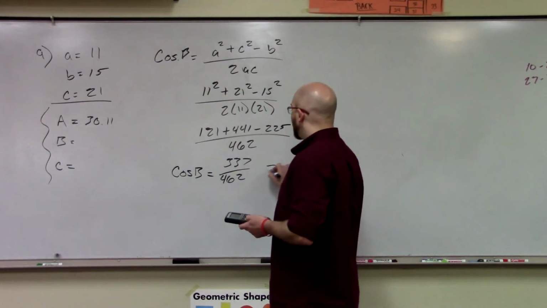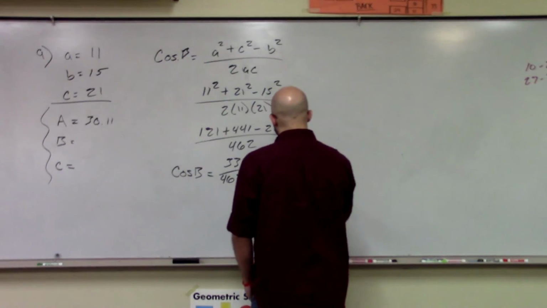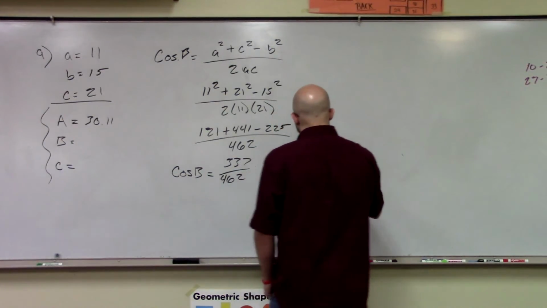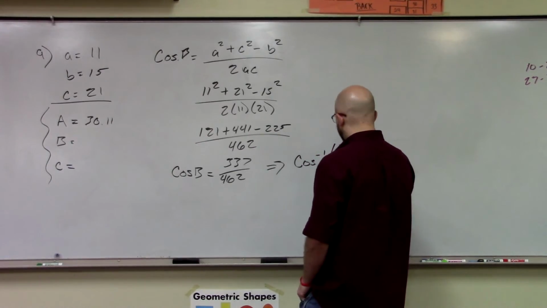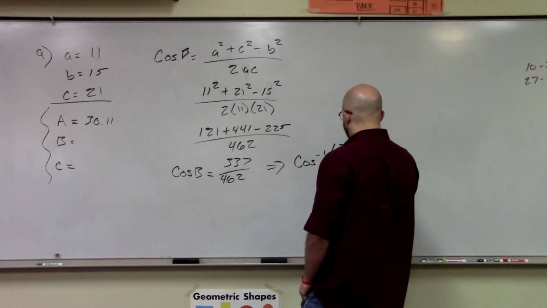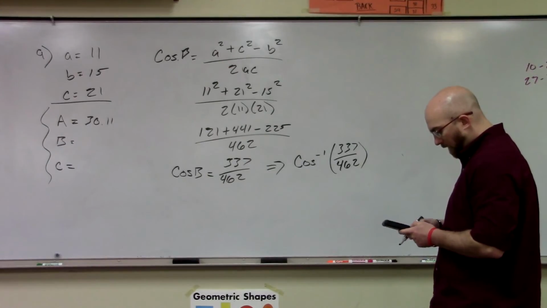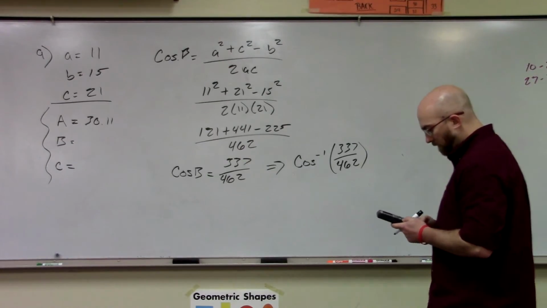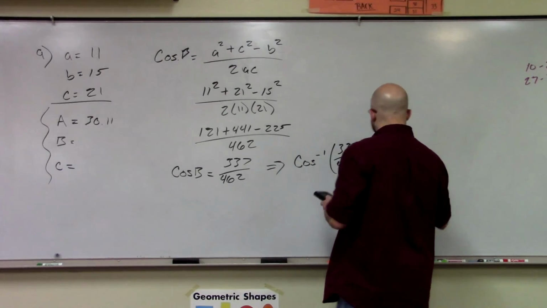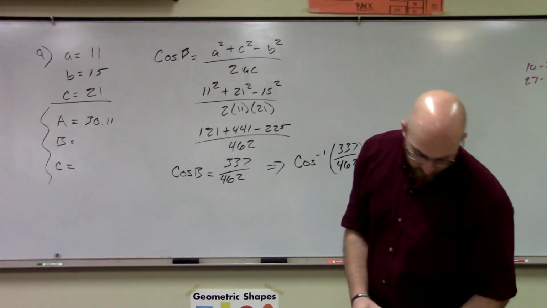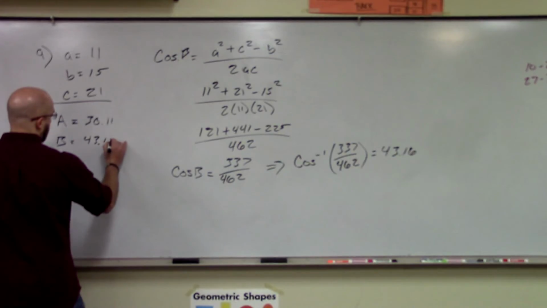All right, remember, we want the angle measurement, so we do the cosine inverse. Cosine inverse of that equals 43.16. Let me check what they got. Same thing. We'll go with that. All right.